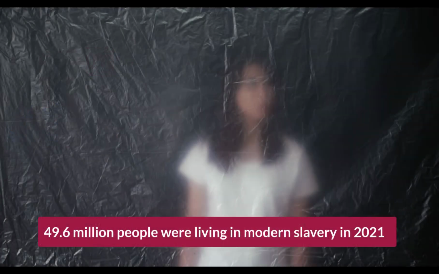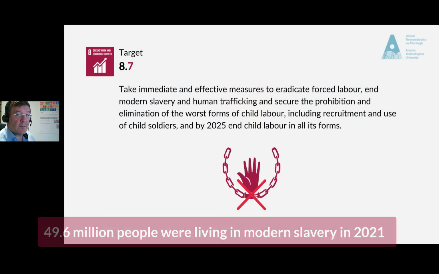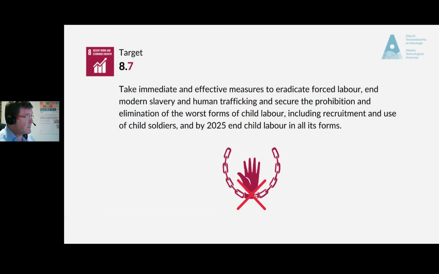49.6 million people were living in modern slavery in 2021. 49 point, nearly 50 million people. 27.6 million were in forced labour and 22 million in forced marriages. 6.3 million were in forced commercial sexual exploitation. These are shocking statistics, and we all need to work together to ensure that this goal is achieved.